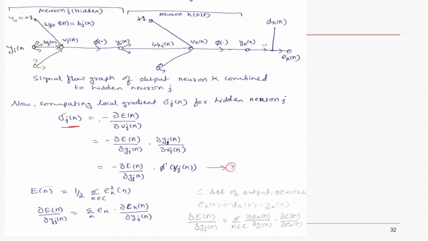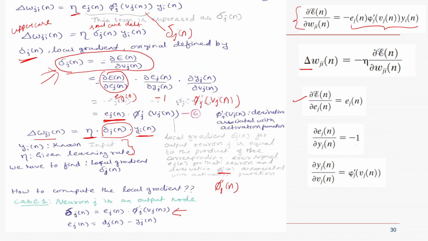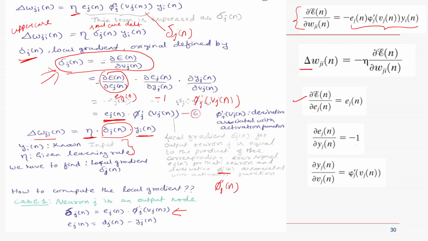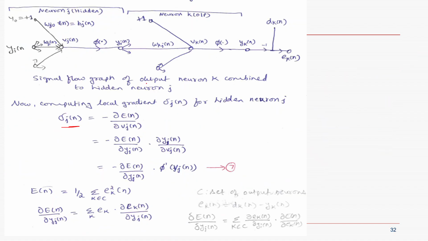Now, this delta j of n can be given by minus dou E of n by dou v j of n. Here we have seen that delta j of n is given by minus dou E of n with dou v j of n, as we got for the output node. Similarly, it becomes the same for the hidden node also. Therefore, we have considered this one.